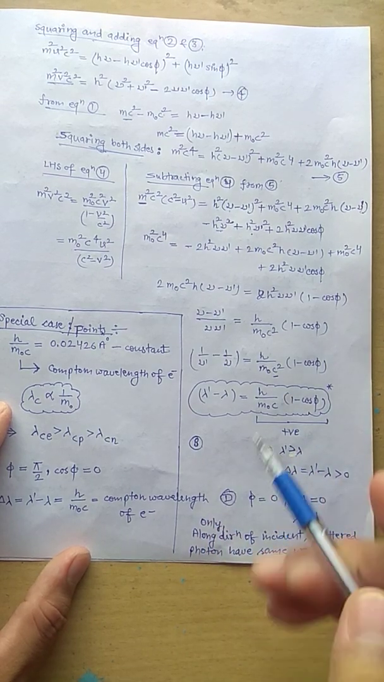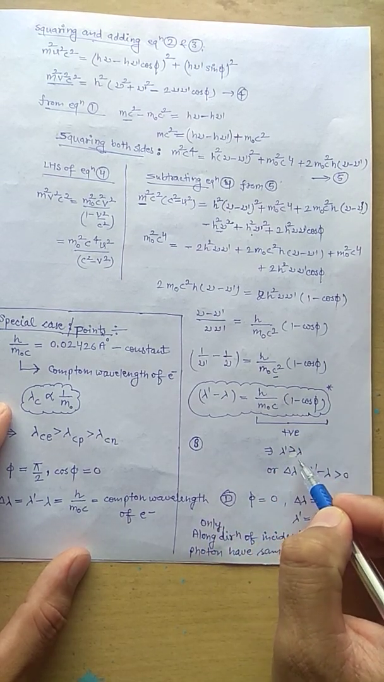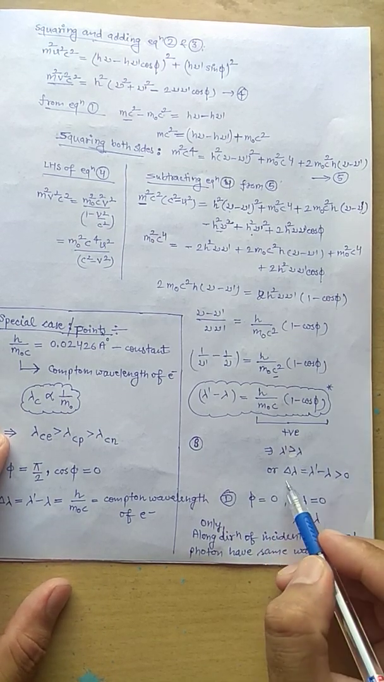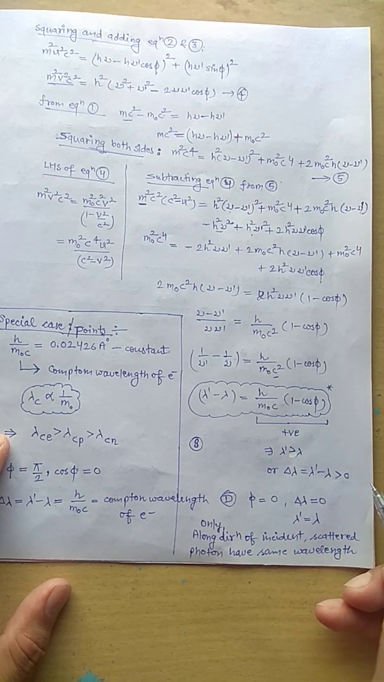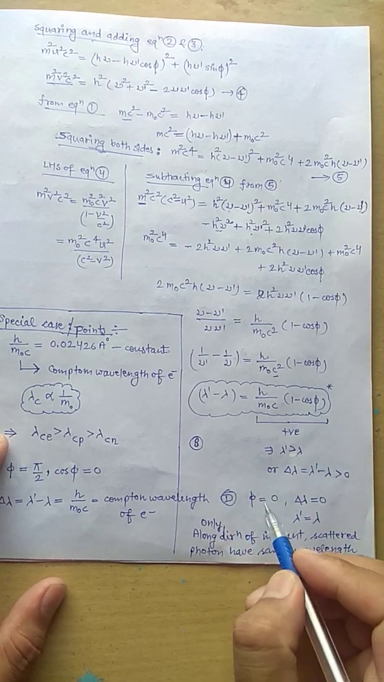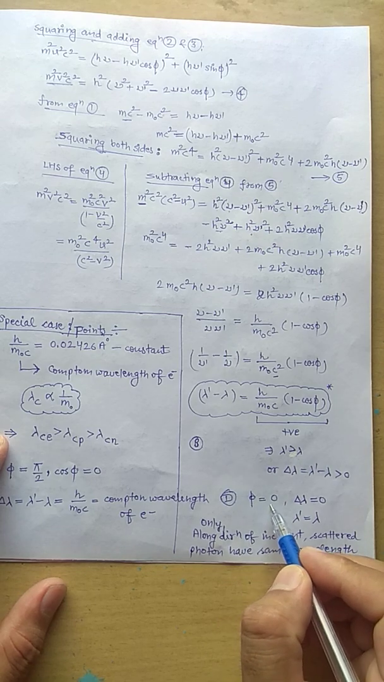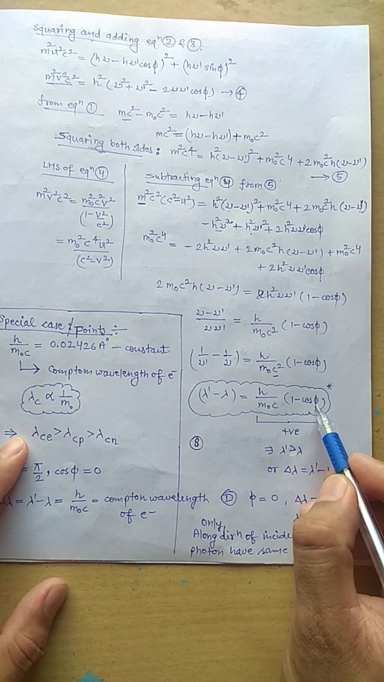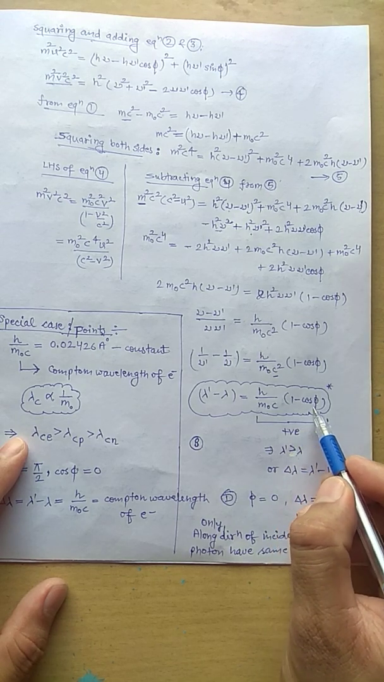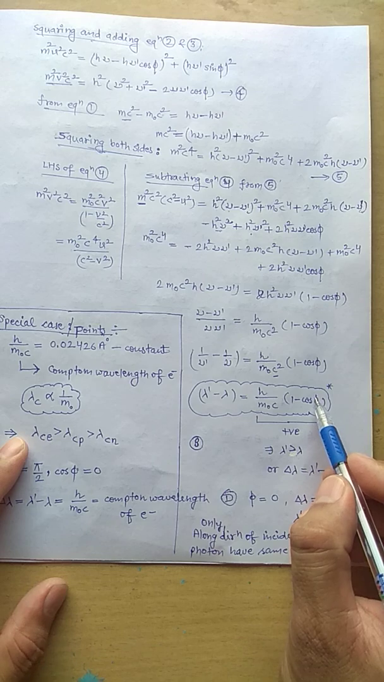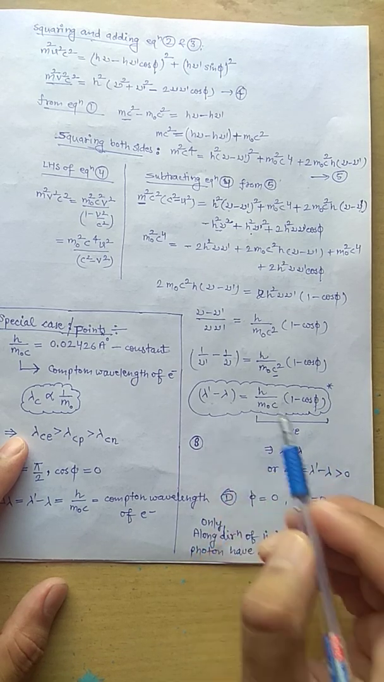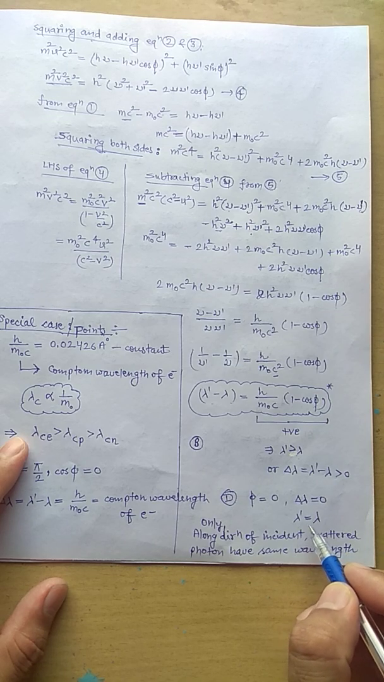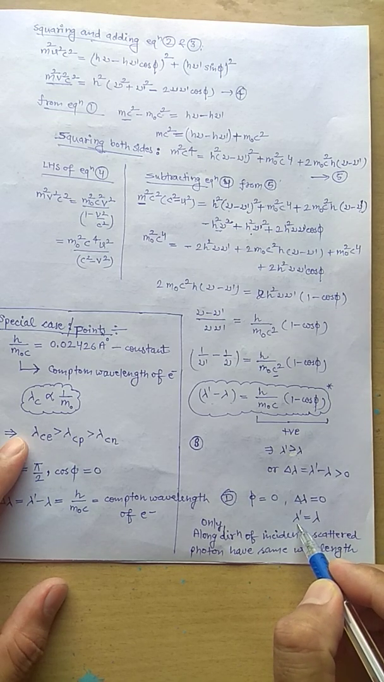मतलब के जो भी स्कैटर्ड फोटोन है उसकी वेवलेंथ इंसिडेंट फोटोन की वेवलेंथ से ज़्यादा होगी. ठीक है, so delta lambda is greater than 0, ऐसे ही बोल सकते हैं. Now if we take phi equal to 0, then you see cos phi, cos 0 will be 1, 1 minus 1 is 0, and this factor will be equal to 0. In that case, lambda dash will be equal to lambda, meaning the wavelength of incident photon is equal to wavelength of scattered photon.